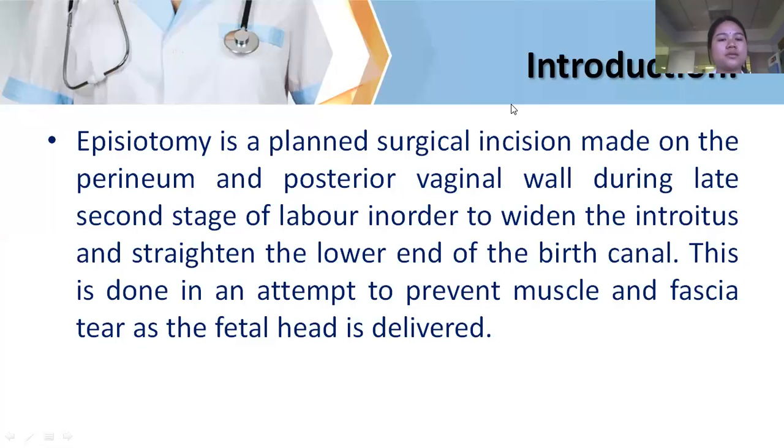So episiotomy is a planned surgical incision that is made on the perineum and posterior vaginal wall during the late second stage of labor in order to widen the introitus and straighten the lower end of the birth canal. This is done in an attempt to prevent muscle tear as the fetal head is delivered.